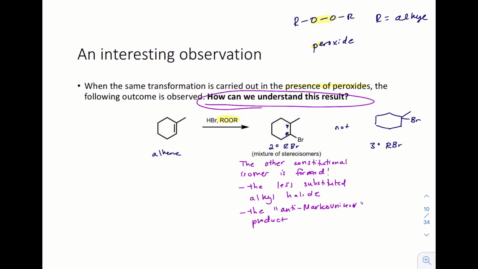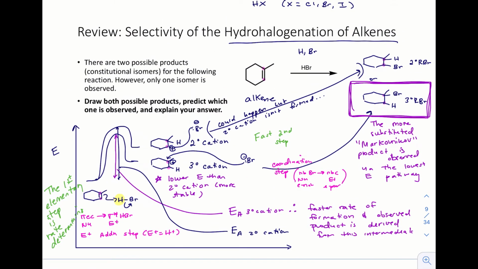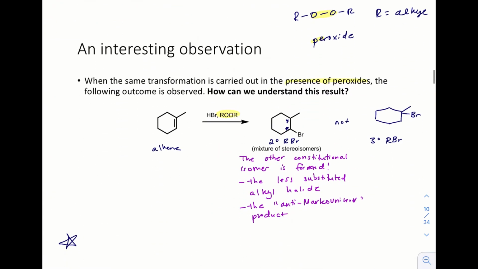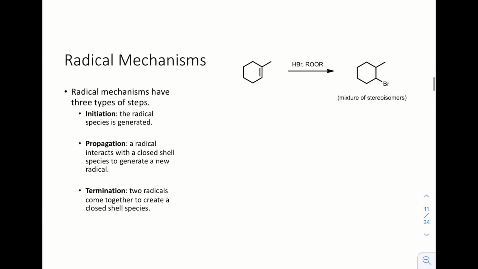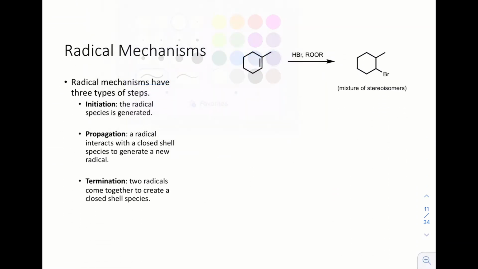How can we understand this result, that the less substituted alkyl halide is formed, aka the anti-Markovnikov product? Well, what we can say for sure is that it's formed by a different mechanism. It's not formed by the same mechanism because the higher energy pathway will not be observed. That violates the laws of the universe, that violates the laws of thermodynamics. So there must be a different mechanism in the presence of peroxides. What might this alternate mechanism be? Yes, it's going to involve radicals. Who would have known from the title of today's lesson?